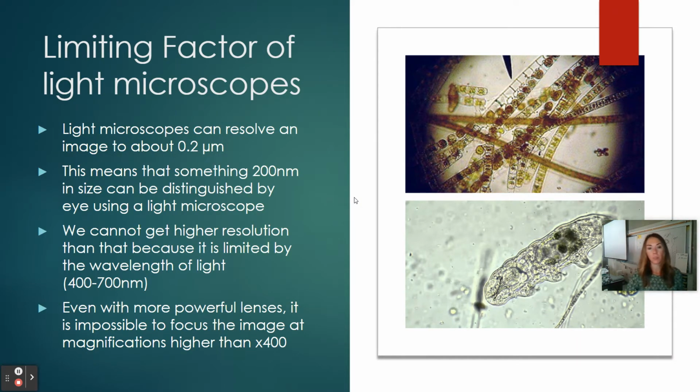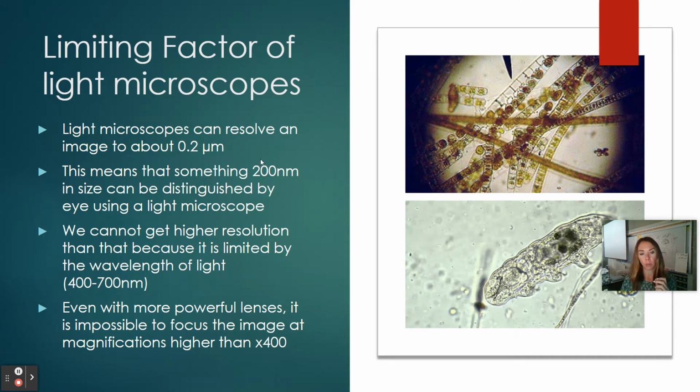Okay, here are some limiting factors of the light microscope. Anything smaller than 200 nanometers, so 0.2 micrometers, cannot be distinguished using a light microscope. Anything smaller than that needs an electron microscope. With the light, we see wavelengths from 400 to 700 nanometers. That is visible light, right? So anything that is limited by that wavelength, we're not going to be able to see smaller than that, right?